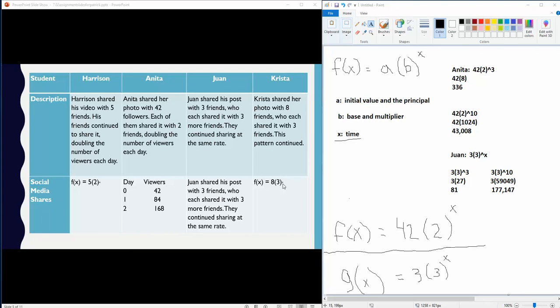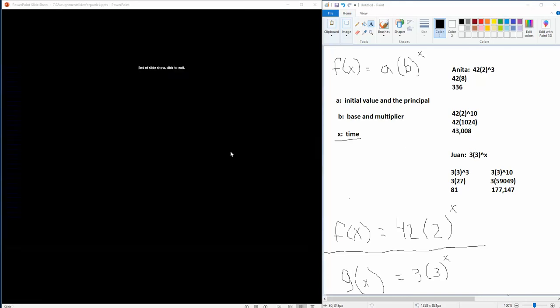All right. Well, if we're actually comparing all 4 people, in this case, Juan and Krista will have the same multiplier of 3. So since Krista had more people to start with, hers will ultimately be greater than Juan over the long run. And same thing when comparing to Anita and Harrison, because again, the biggest factor is the multiplier. If we go multiple days out, eventually Krista's is going to get the most shares. All right. So that's how we kind of attack this one.